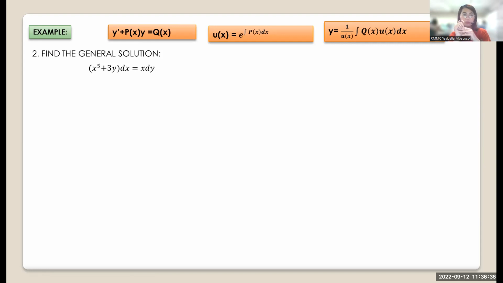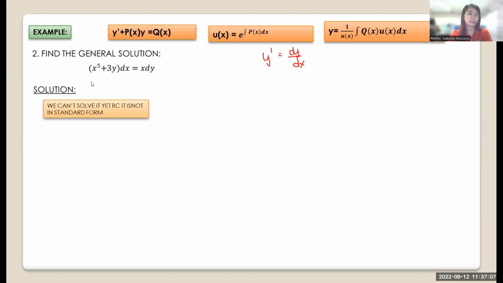So what we are going to do here is let us try to rearrange your equation para masatisfy natin yung standard form ninyo. So paano ba tayo nakakabuo ng derivative? Diba your y prime in prime notation, kapag sinulat natin siya into Leibniz notation, that should be dy over dx. So any idea, ano yung gagawin natin in order for us to get dy over dx? Basically, we will try to divide both sides, no?